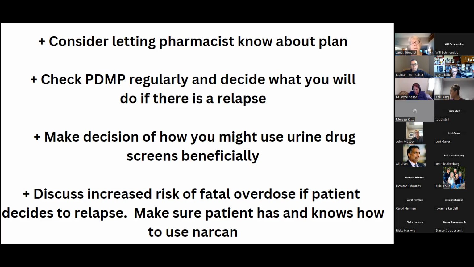on these other things. I always go over with them the increased risk of fatal overdose if they decide to relapse. I make sure they understand that if they are going to relapse, for heaven's sakes, do not use the last dose they used of opiates a month ago, because their tolerance will have gone down some and it can kill them. So I make sure they have Narcan, know how to use it. We just have to be frank about this because it can save lives.